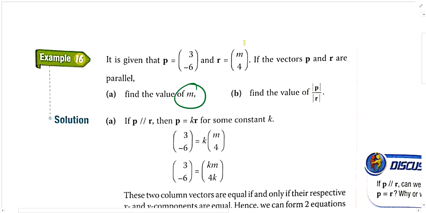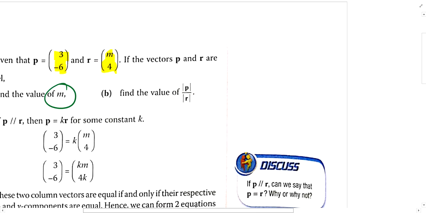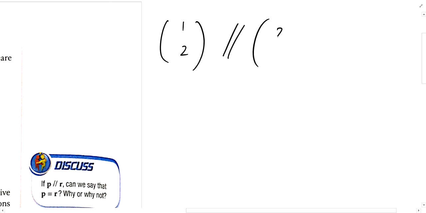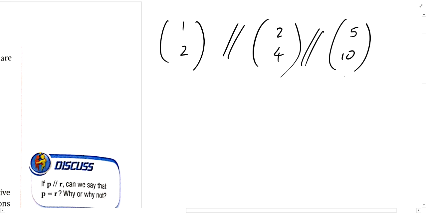When I tell you that these two vectors are parallel, I am able to find out the value of m. Okay, but before that, I want you to try and discover the relationship. I'm going to give you a list of vectors that are parallel to each other. For example, 1 and 2 is parallel to 2 and 4. This is also parallel to 5 and 10. They are all parallel. Can you guess x and 12? What is x going to be if they are all parallel?